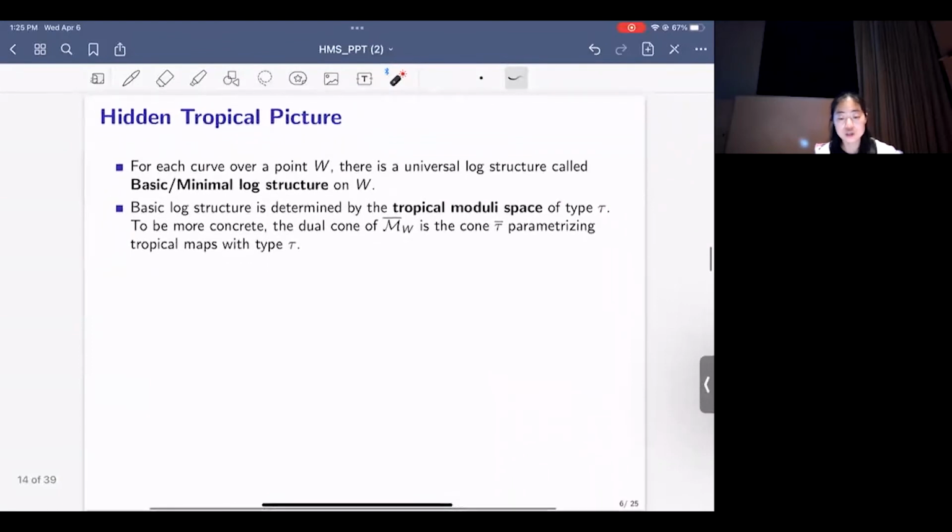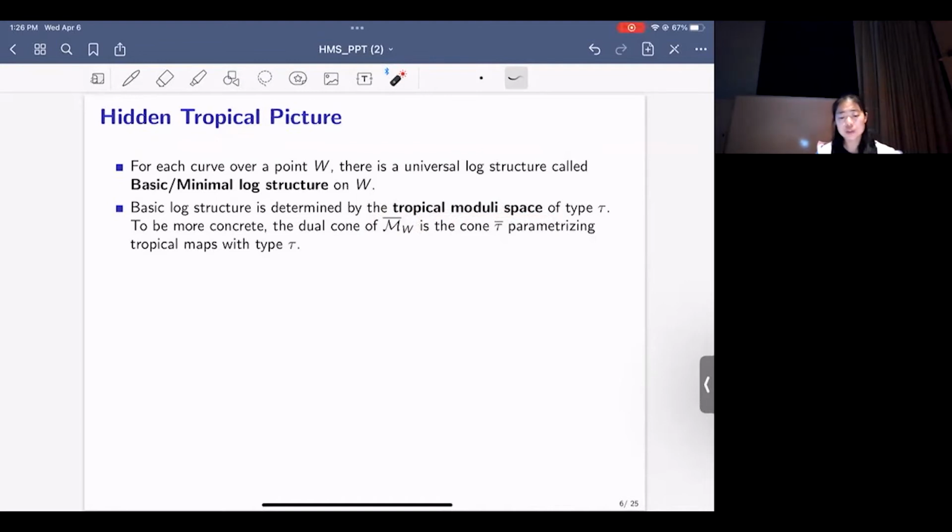So for each map C to X over a point, there exists a universal log structure called the basic or minimal log structure. And this universal log structure is actually determined by the tropical moduli space of the type associated to this curve. To be more concrete, the tropicalization of this point is the cone parametrizing all the tropical maps with the same type.